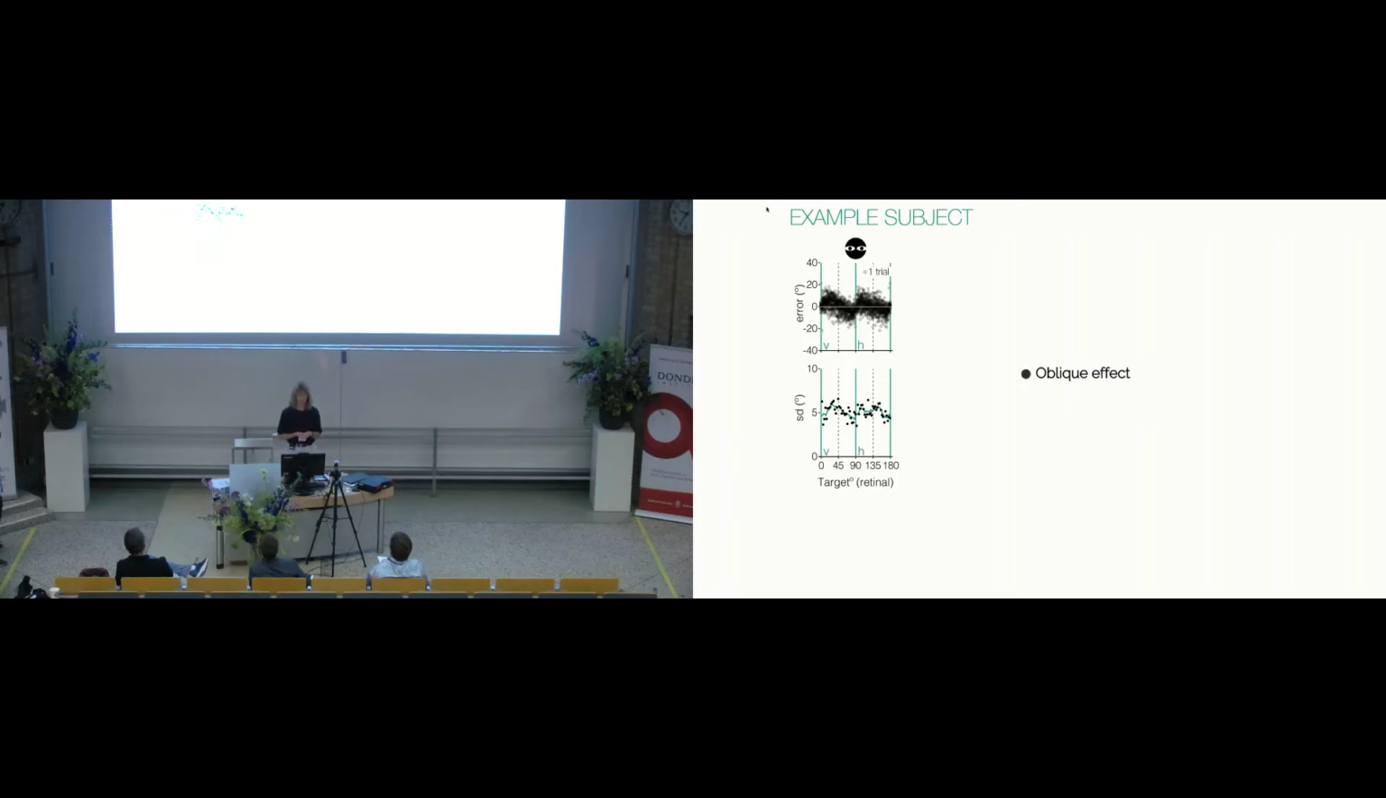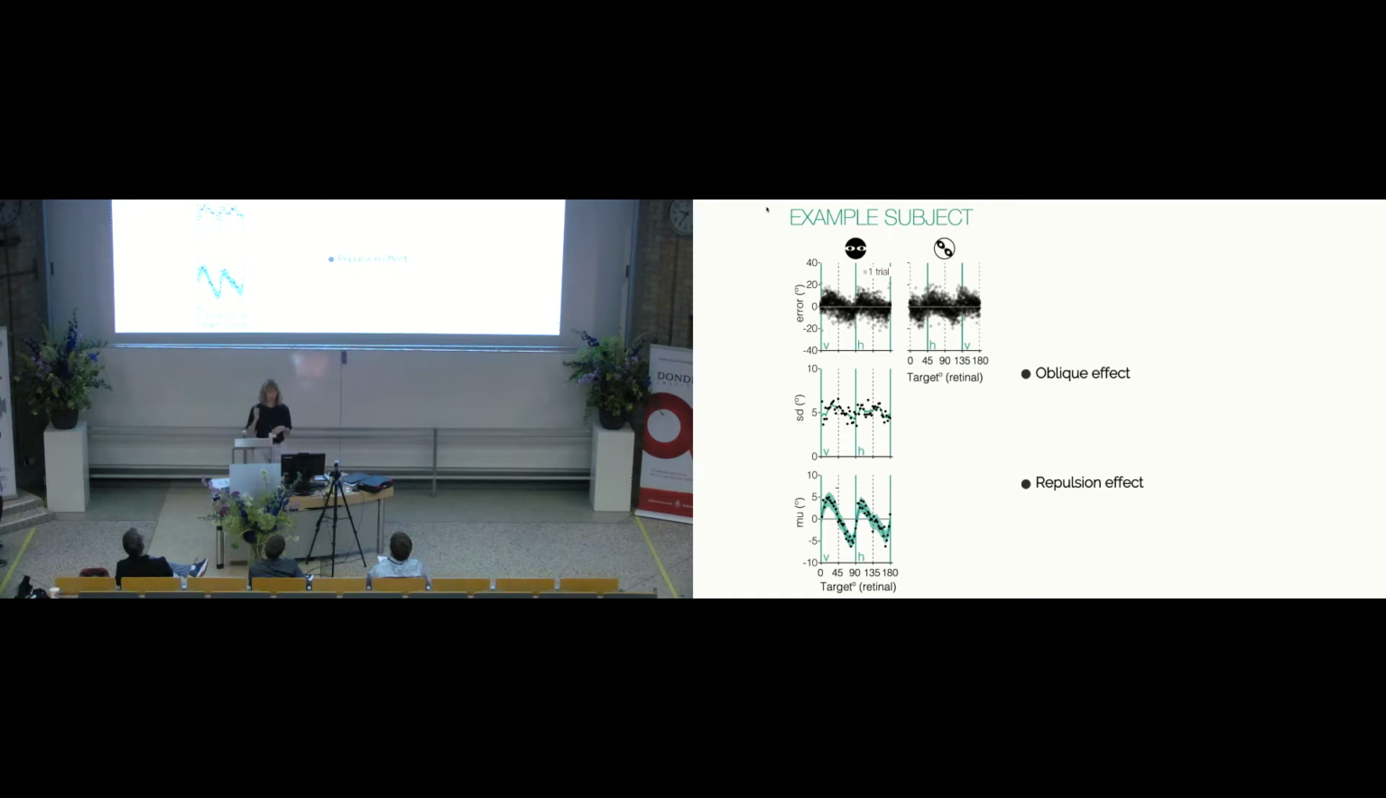First, we can look at the variance of these responses. And what you can see is these two bumps. So variance is lower at the cardinals, and it's higher at the obliques. So we know this. This is the oblique effect. We can look at the mean of responses, and we see this characteristic repulsion away from cardinal. So we have this repulsion effect.